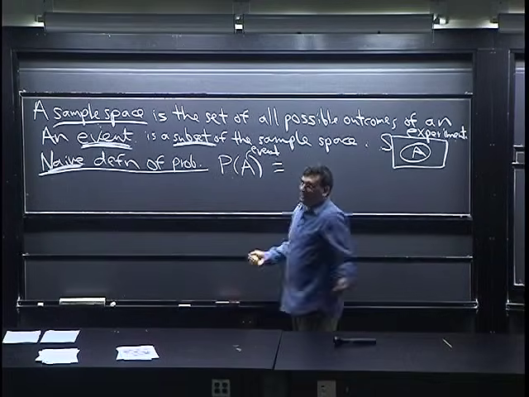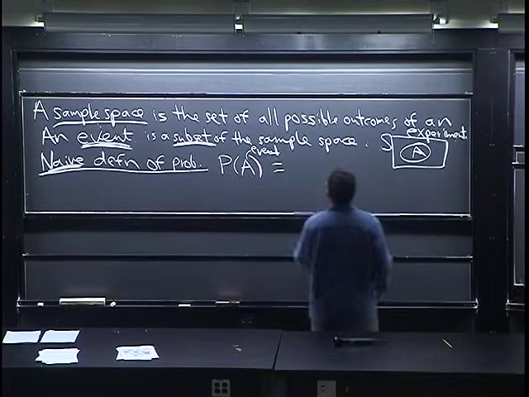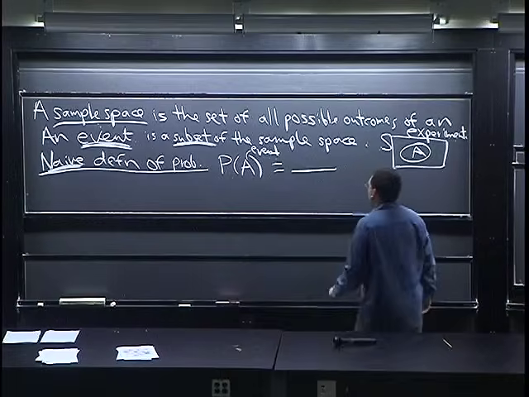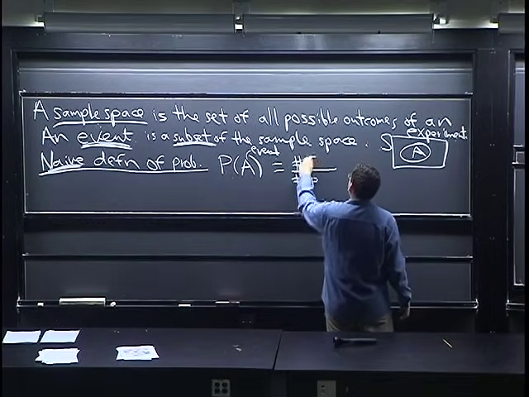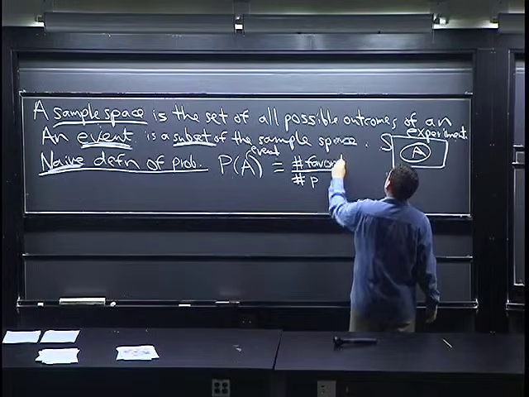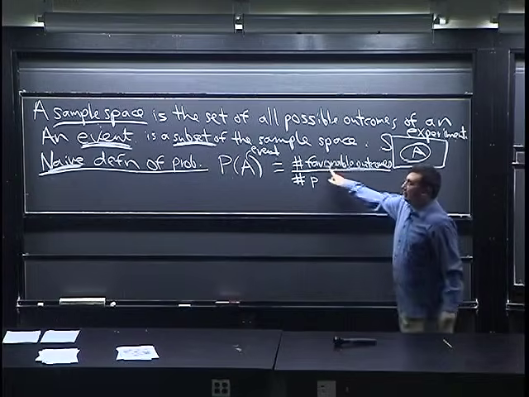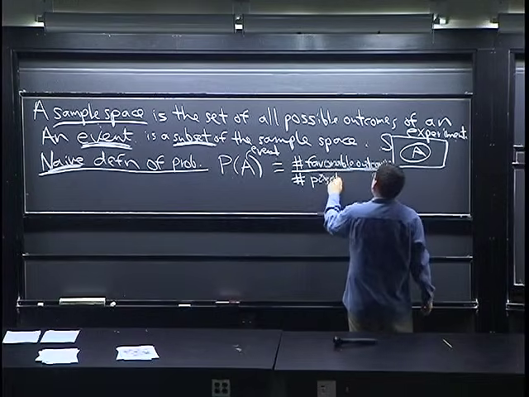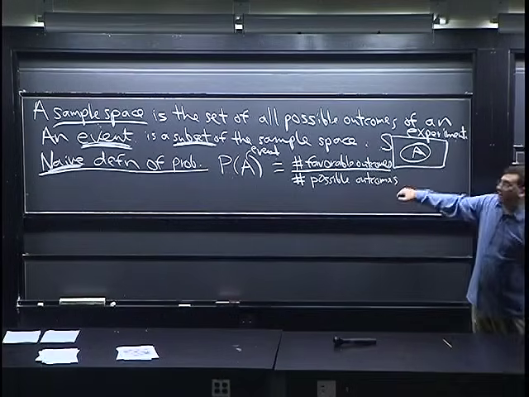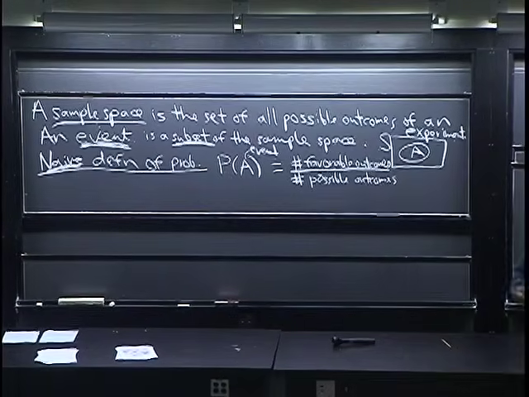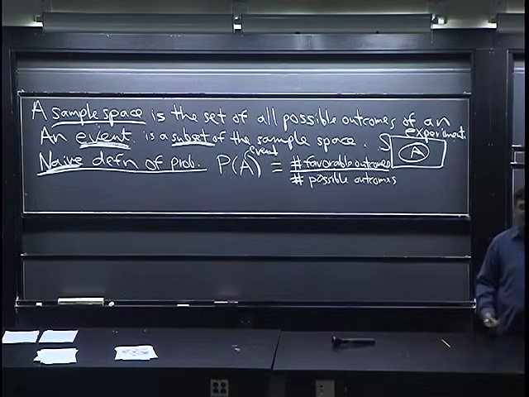How do we get that? Well, that's a hard question. That's what this entire course is about. But the naive definition would be to just say it's the number of favorable outcomes, and by favorable, I mean favorable to A, divided by the number of possible outcomes. So the denominator is just the size of the sample space, the number of possible outcomes. And the numerator is just in how many of those outcomes did A occur.